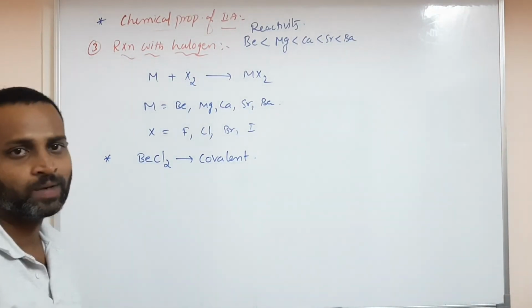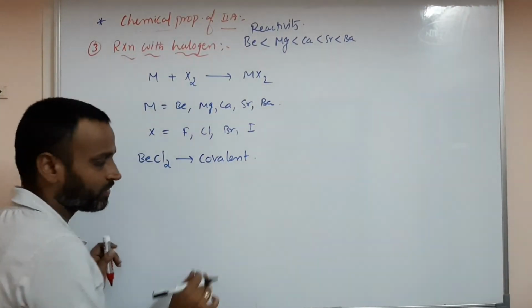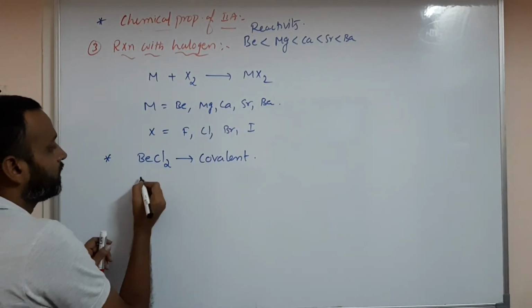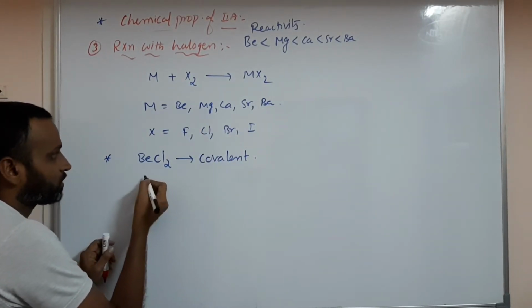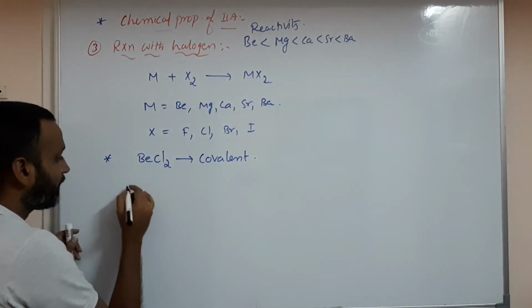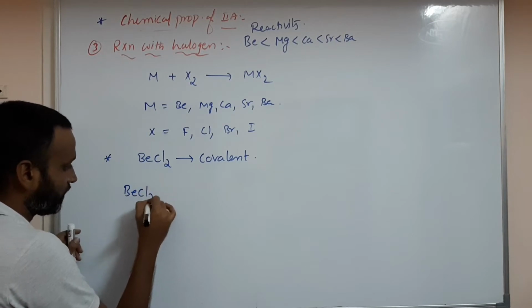BeCl2 is covalent. Very, very important. Please listen carefully. BeCl2 is covalent. Remaining all are ionic. Even suppose magnesium chloride, if you see, they are ionic actually. Beryllium chloride exists in two ways actually.